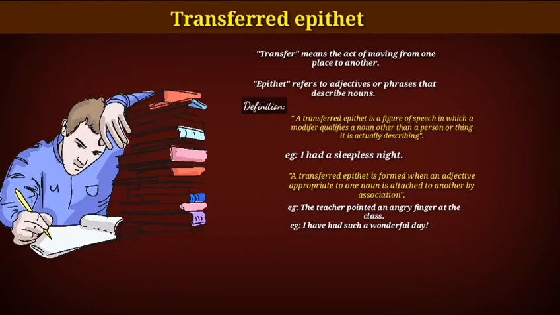Well, let me give you another example. They had a joyous ride. Here the epithet is joyous and it modifies the word ride. So the ride was not enjoying, but they were enjoying the ride. So it is transferred from one word to another.